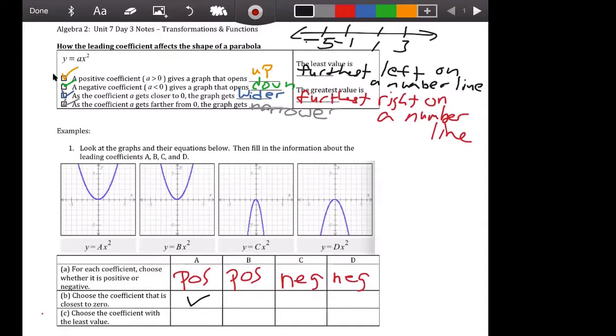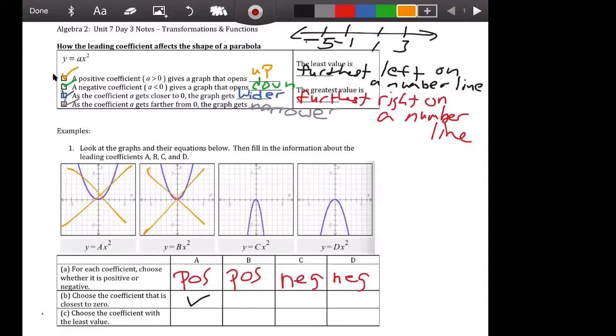All right, so least value. So remember that up here, least value is the value that's furthest left on a number line. Okay, so first off, is it going to be positive or negative? For least value, it's always negative. So we know it's not this one and it's not this one.